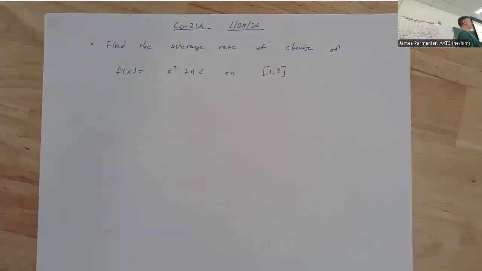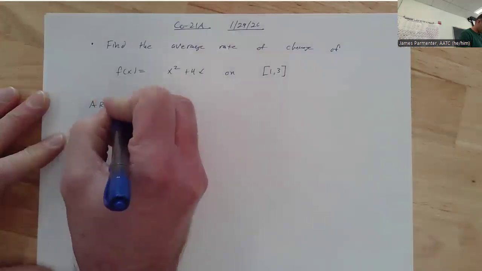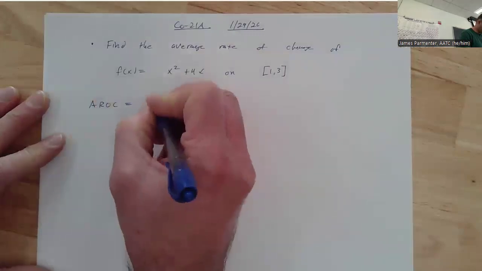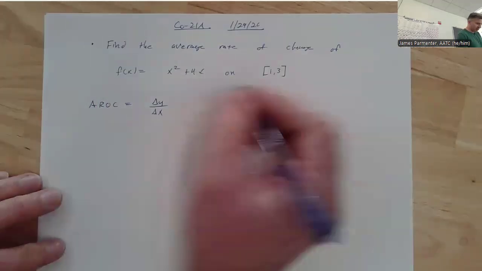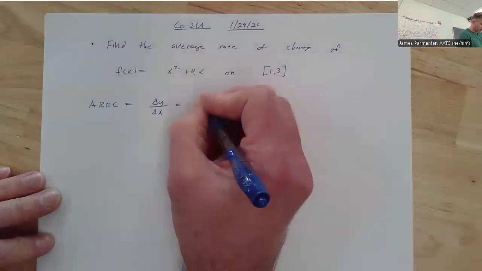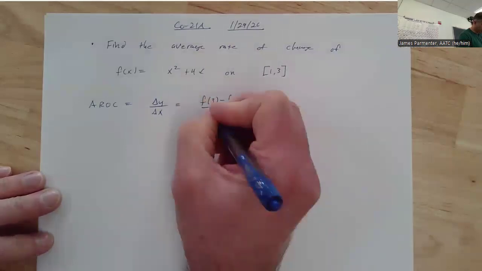But very broadly, average rate of change is just the slope of the secant line. Essentially, your average rate of change is your change in y divided by your change in x. In this particular example, it's going to be f of 3 minus f of 1 divided by 3 minus 1.